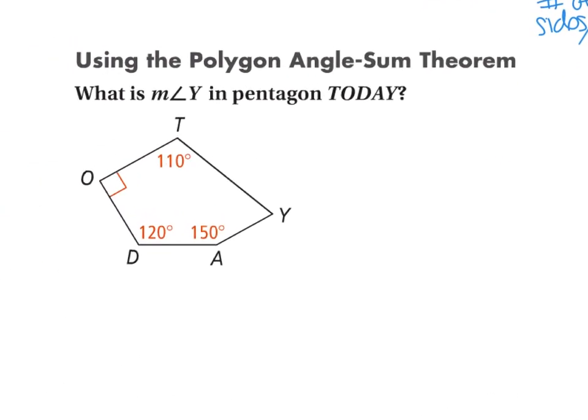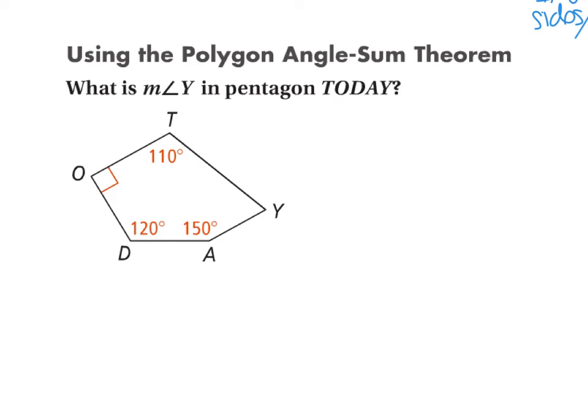All right. So now, what is the measure of angle Y in pentagon today? Look how they spelled T-O-D-A-Y. They're getting fancy. I'm just going to stick with Y and call that angle Y. That's a certain number of degrees that we're trying to figure out. They tell us three of the angles, and then they give us the right angle symbol, so we know that's 90. First thing, you have a pentagon, so it has 5 sides, which you can count: 1, 2, 3, 4, 5, yep.